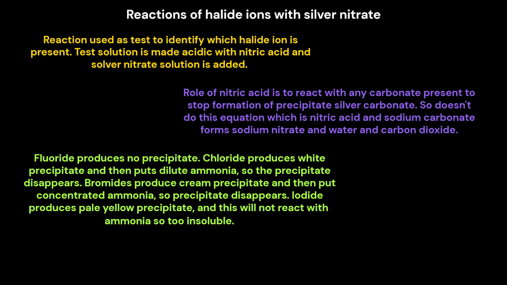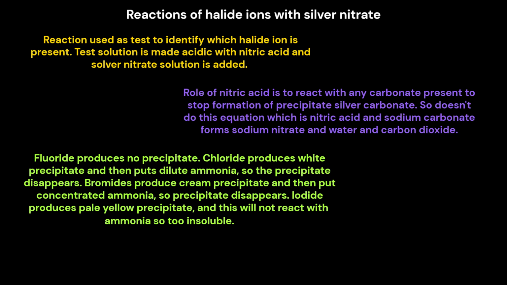Reactions of halide ions with silver nitrate. The reaction is used as a test to identify which halide ion is present. The test solution is made acidic with nitric acid and silver nitrate solution is added. The role of nitric acid is to react with any carbonate present to stop formation of a precipitate of silver carbonate. So it doesn't do this equation, which is nitric acid and sodium carbonate forms sodium nitrate and water and carbon dioxide.